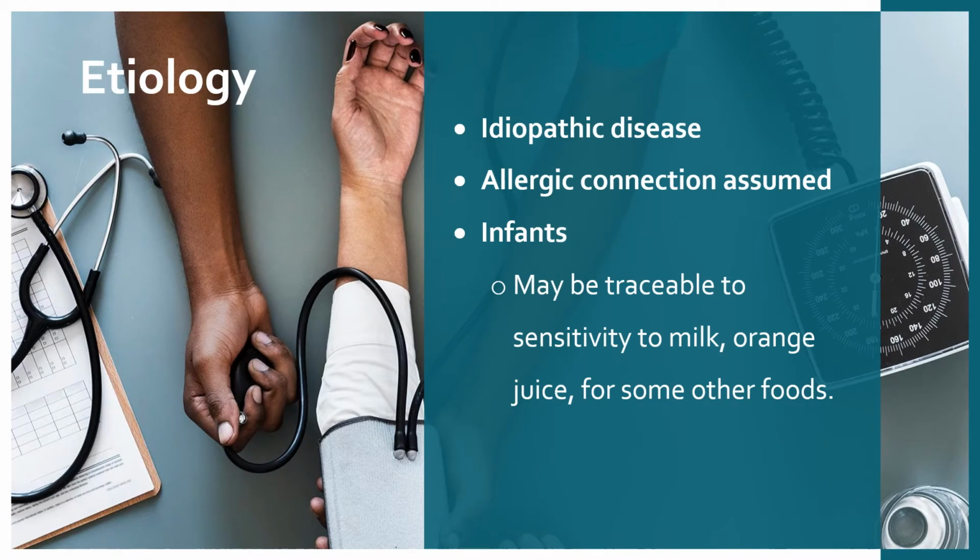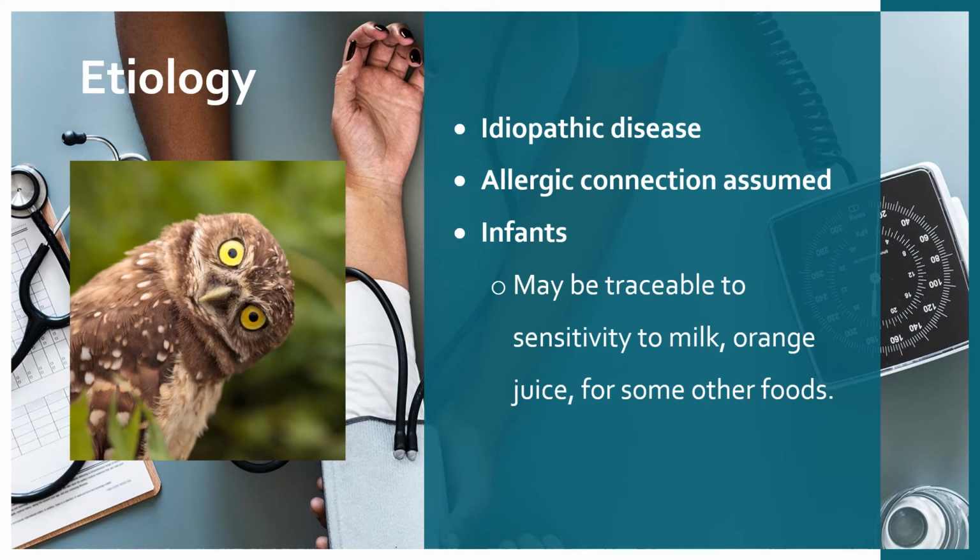Now moving on to the etiology of the disease. Etiology is the word meaning the cause. That's why we have the little wise old owl here. Idiopathic means a condition which arises spontaneously or for which the cause is unknown. Now for this, we do assume that an allergic connection is already there. For infants, this may be traceable back to a sensitivity to milk or orange juice or some other food that you may have ingested or they're currently being fed.